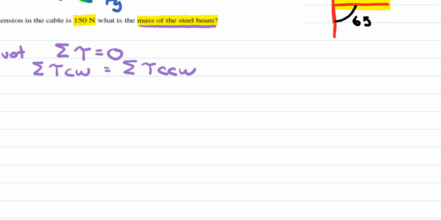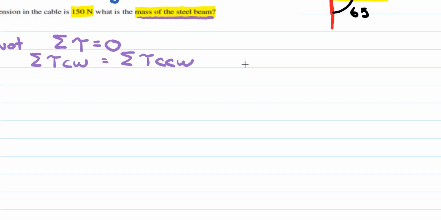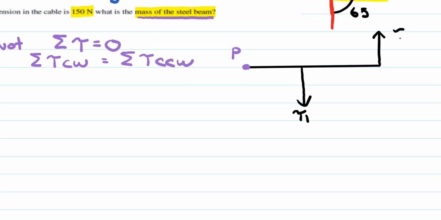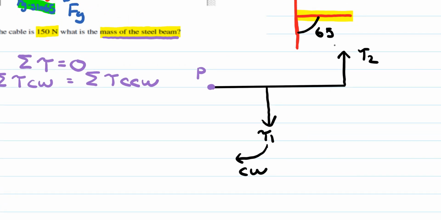Okay, so let's go ahead and draw another diagram right here just to remind us of what's happening. So here's a horizontal line, and right here's your pivot point. We have one torque going like that, so I'll call this torque 1, and we also have another torque like that, we'll call that torque 2. Referencing the pivot point, torque 1 is going in the clockwise direction, and that means torque 2 is going in the counterclockwise direction.